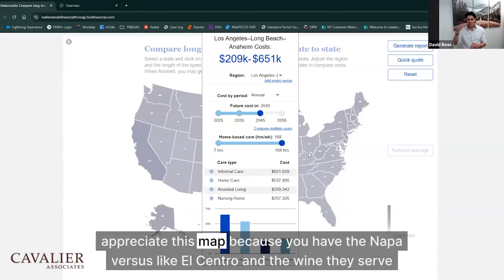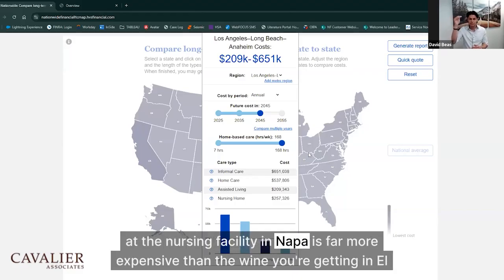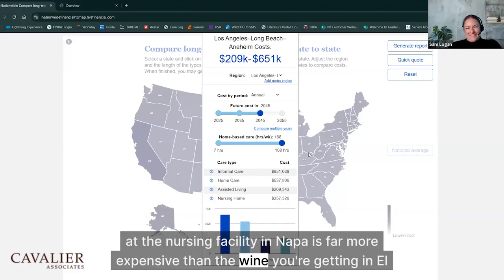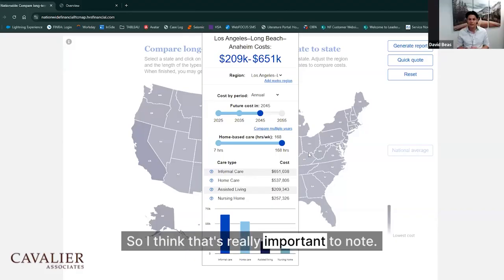I appreciate this map because you have Napa versus El Centro. The wine they serve at the nursing facility in Napa is far more expensive than the wine you're getting in El Centro. So I think that's really important to note.